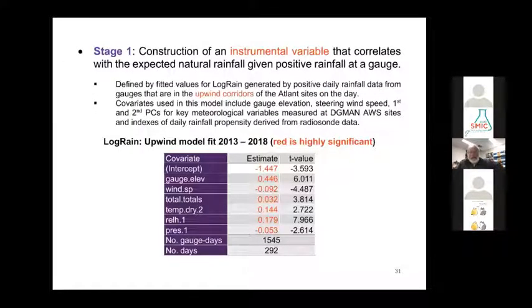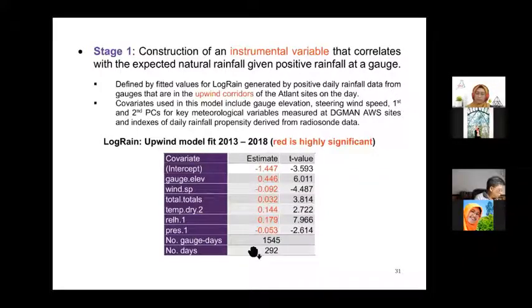Here's the fit over the 6 years for the upwind model, showing you the estimates and the T values. Red obviously is highly significant: these are T values with absolute values greater than 2. You can see all those covariates: gauge elevation, wind speed, total totals, which is a meteorological sort of imminent rainfall type measure. Temp dry 2 is the second principal component of dry temperature, relative humidity 1 is the first principal component of relative humidity, and pressure 1 is the first principal component of pressure. There were 292 days worth of data for upwind and 1,545 actual gauge day observations over the 6 years.